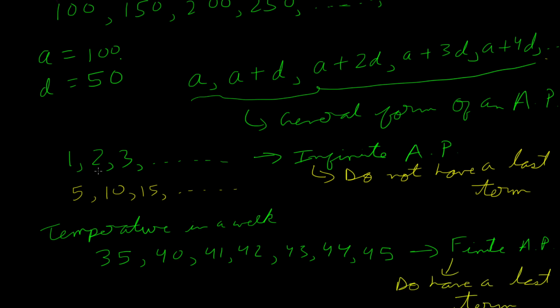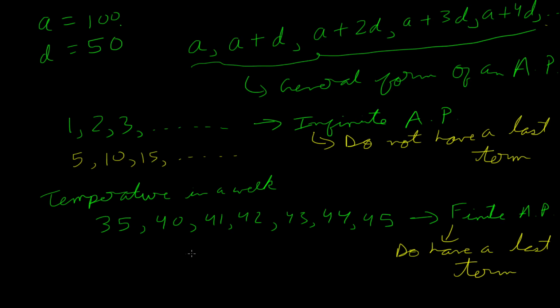So these are just things to keep in mind. If there are infinite number of terms, then it is called an infinite arithmetic progression. They do not have last term, and if we have a limited number of terms, let's say 7 or 10 or 100 or any n number of terms, then it is called a finite AP, and we do have a last term, and we often call it as L.